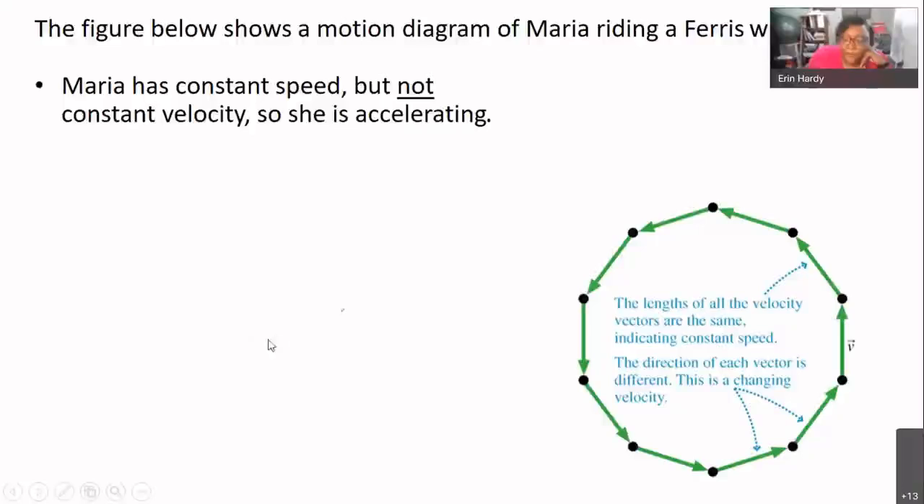words. If we were to take snapshots of Maria's position at different points but consistent intervals, around the trajectory that she's tracing out, we would see that as long as her speed is the same, these velocity vectors will all have the same magnitude, but from one moment to the next, the direction of the vector is going to change. So even though the Ferris wheel can be traveling at a constant speed, Maria is continuously accelerating.